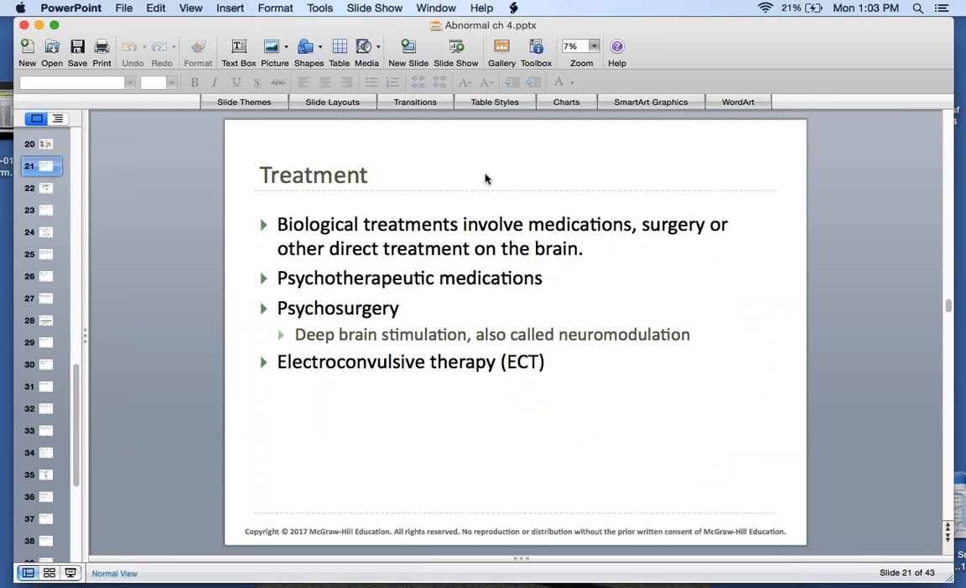All right, so treatment. When we talk about the biological paradigm or the biological perspective, we talk about medications, surgery, and other direct treatments to the brain. Maybe psychotherapeutic medications, psychosurgery, and sometimes electric convulsive therapy, which we will talk about later. ECT basically induces a seizure in someone and is used for somebody who has severe depression. It's also sometimes used for people with Alzheimer's disease.